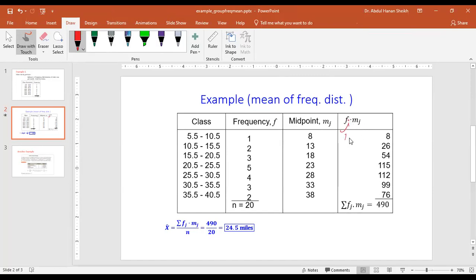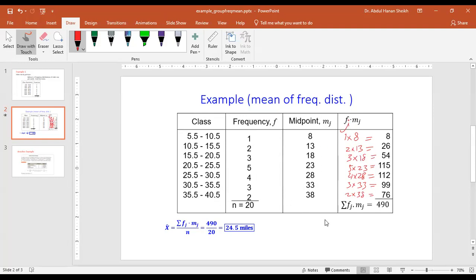So this is just like 1 cross 8 is equal to, and 2 cross 13 is equal to, and in the very last one, 2 multiplied with 38 is equal to 76. 3 multiplied with 33 is equal to this one. 4 multiplied with 28 is 112. Let me finish this. 5 times 23 is 115. 3 times 18 is 54. So this is just a multiplication of the corresponding frequency and the midpoint.